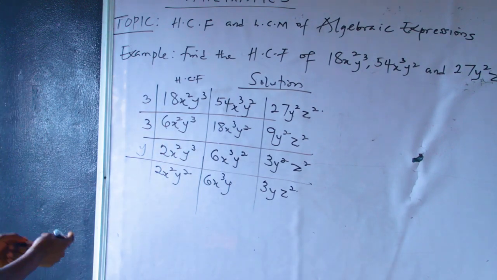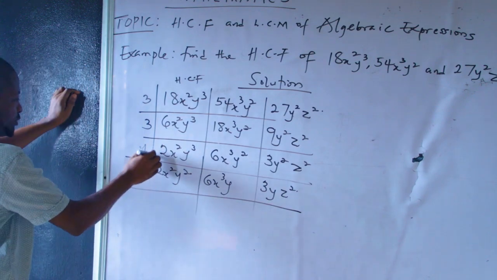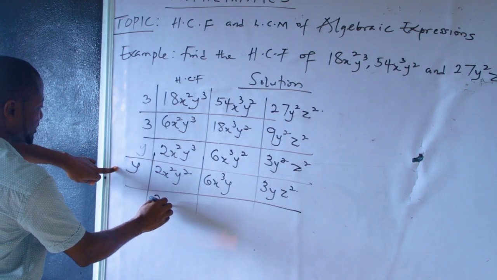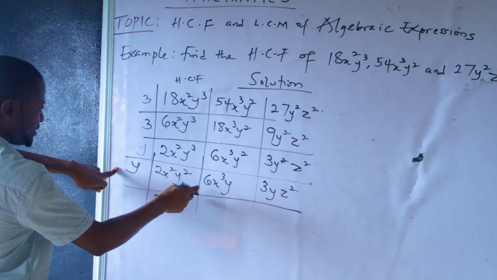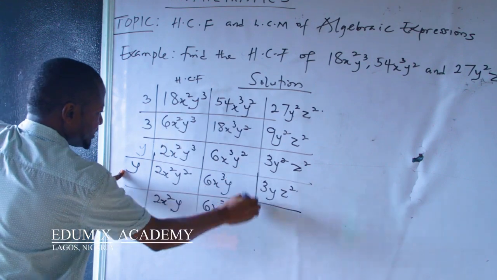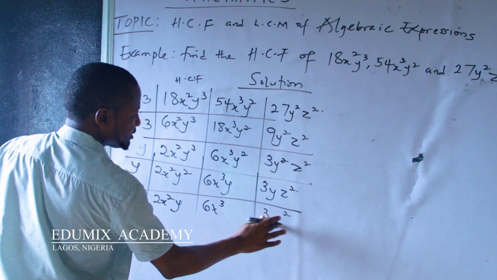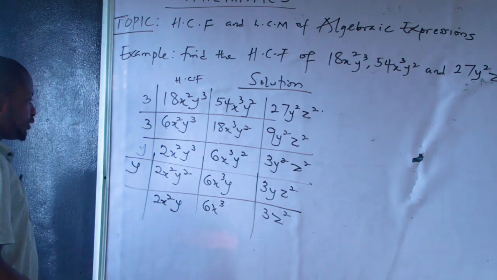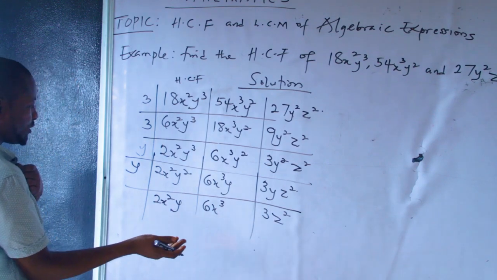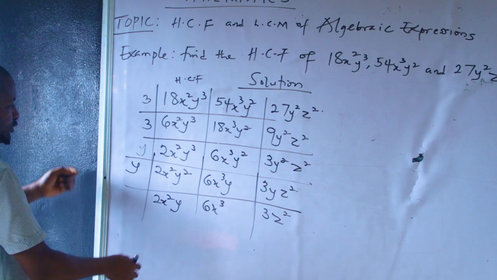Okay, I think y is still common. We use y again. Yes, y is still common. So y will cancel this y again to be 2x squared y. Then 6x cubed, y will cancel this y. Then y in this will be 3z squared. Right? So what is common now? 2, 6, 3: 2 is not common. X is not common. Y is not common. Obviously, so that will be the end.